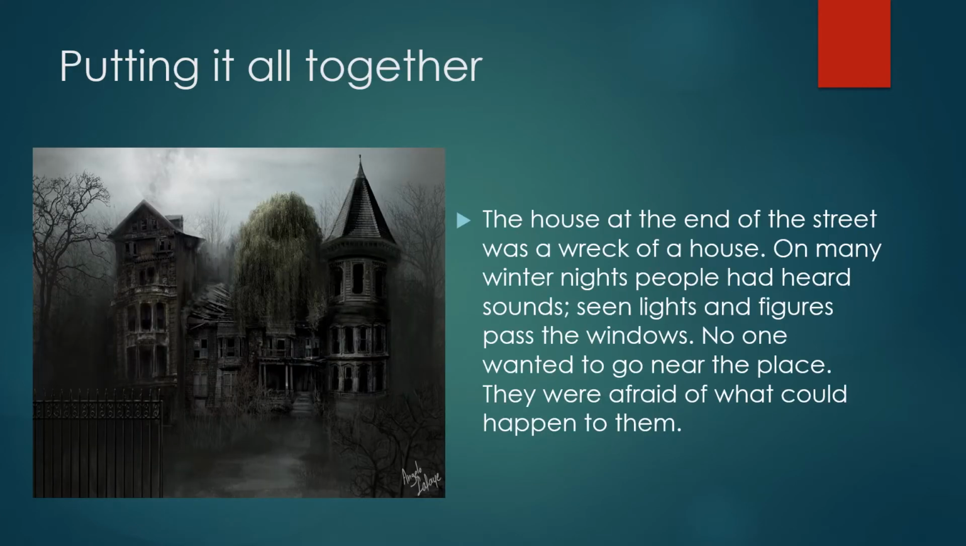So let's take a look at how we can use all of these word types together to enhance our writing. This particular extract contains very few ambitious words and very few adjectives, verbs, and adverbs to enhance the writing. The house at the end of the street was a wreck of a house. On many winter's nights, people had heard sounds, seen lights, and figures pass the windows. No one wanted to go near the place. They were afraid of what could happen to them.